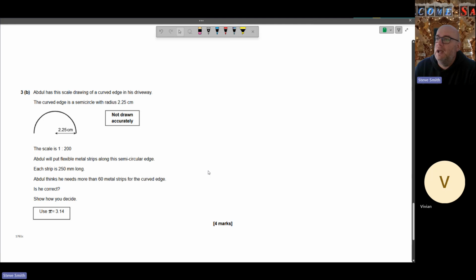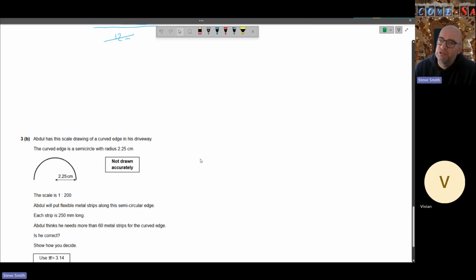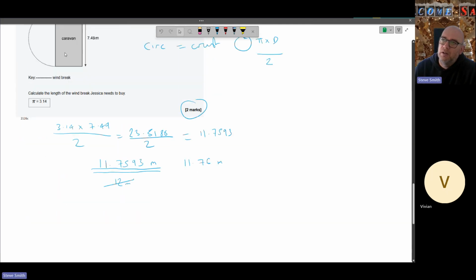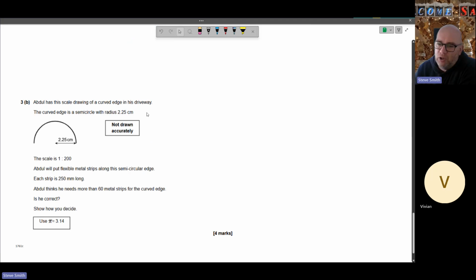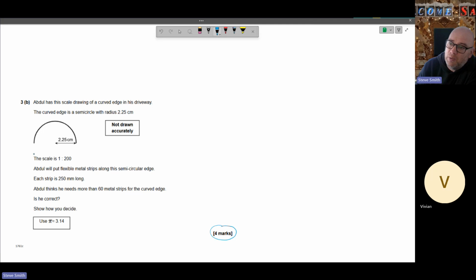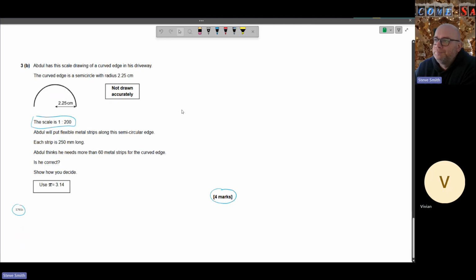Last one, I think. Right, yeah. Abdul has a scale drawing of a curved edge. So very similar to what we've just had. This time we're talking about a driveway, not a caravan. This is 2.25. This is why this one's worth more, because it's to do with scale as well. We're having to work out what it is using a scale, and it's a calculator paper, so we're quite safe. Right, so let's have a look.